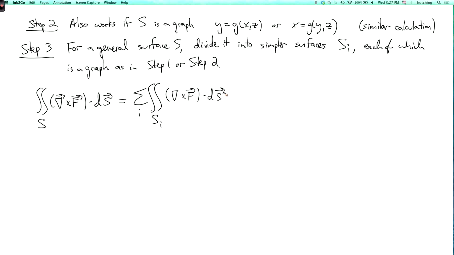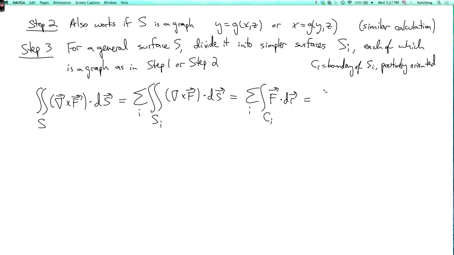Now, each smaller surface has some boundary curve C_i. So let C_i be the boundary of S_i with its positive orientation. So by Stokes' theorem for the simpler surfaces, it's the sum over i of the integral over C_i of F dot dr. But then this is the integral just over the boundary curve C of S of F dot dr.